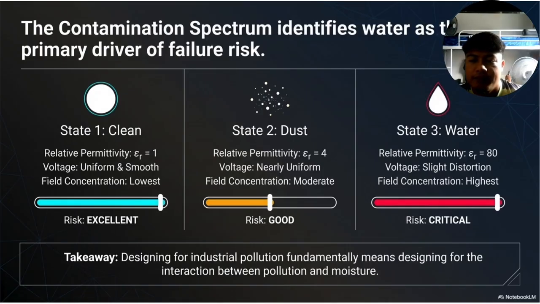This slide compares the three operating conditions. First, clean conditions provide the best electrical performance. Second, dust contamination causes moderate changes, while water contamination produces the highest electric field concentration. From the results, we conclude that moisture combined with pollution presents the greatest risk to the insulator.